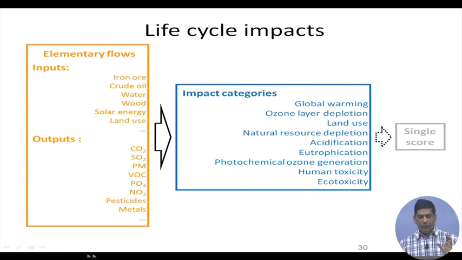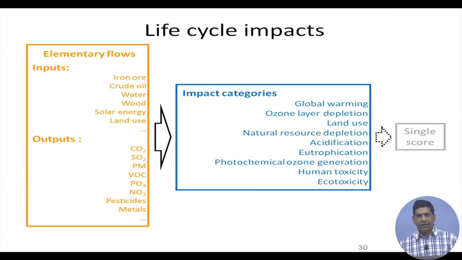From the elementary flow, we had this input and output. From this input and output, we got the CO2 equivalent coming out. You just saw an example of how we calculate that. Now we want to see, with the CO2 equivalent coming out, what kind of impact categories it is going to have and what kind of impact categories we need to consider.